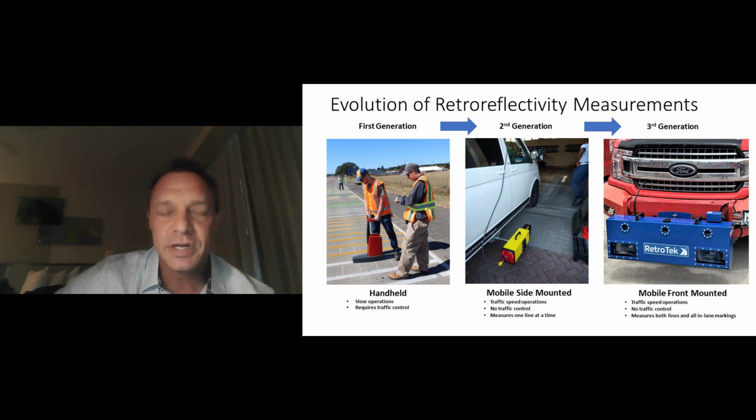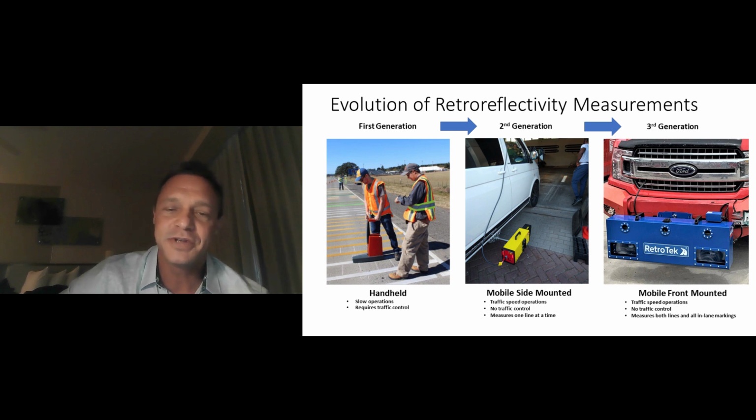The third generation is an upgrade of the second generation. This piece of equipment you install on the front of the vehicle. Again, you can operate day or night. You can operate at any traffic speed, no traffic control needed. This one measures both lines. So if I'm on a 2-lane highway, I get the edge line and center line at the same time.